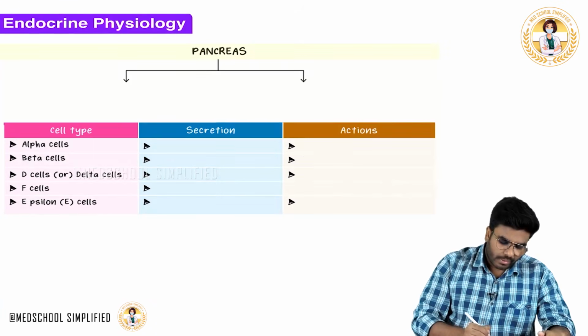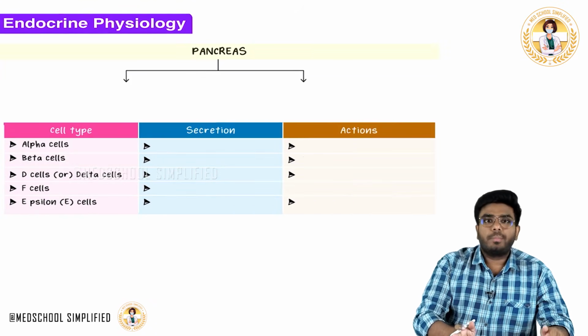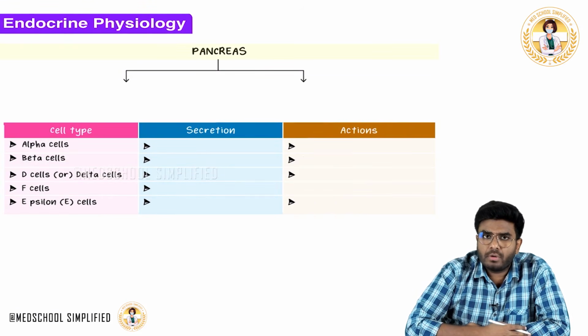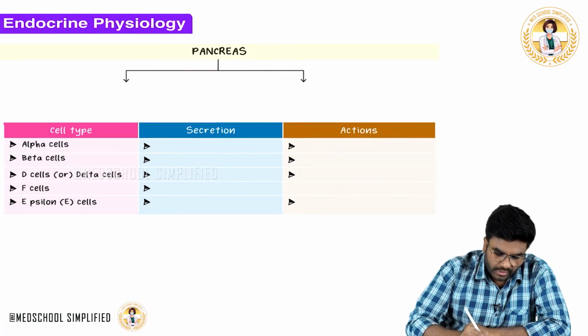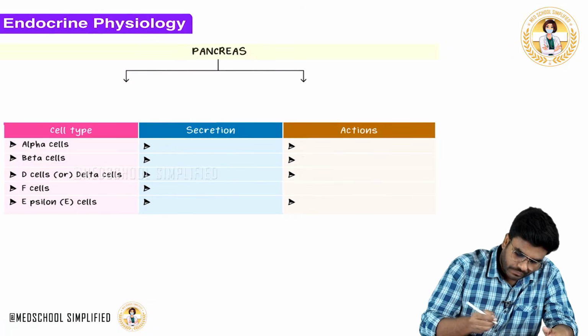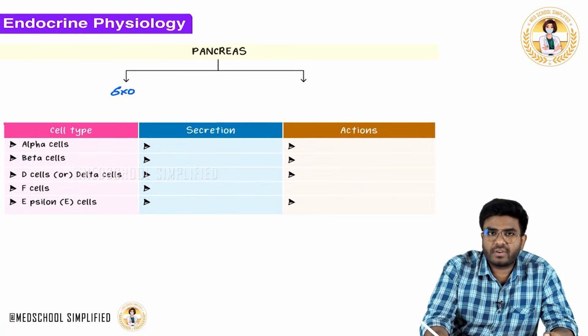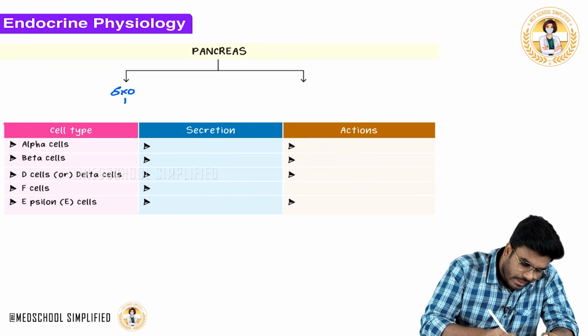Welcome back, guys. Now in this video let's discuss the pancreas. We all know the pancreas has two important functions. The first important function is the exocrine function. We all know what exocrine function is. Exocrine function is the production of enzymes.